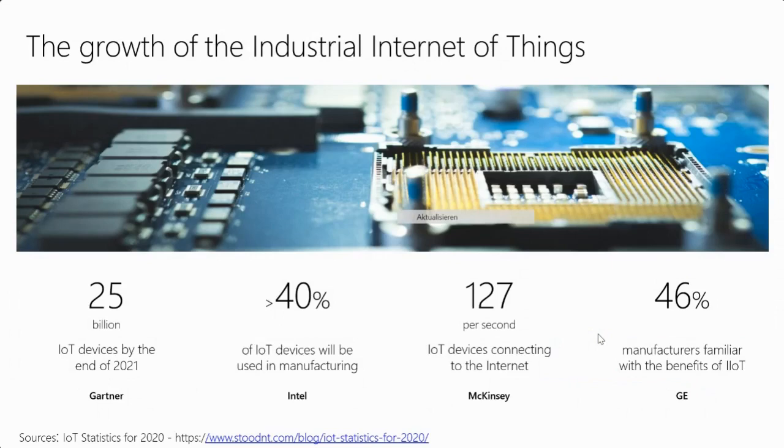They are basically claiming that we will have 25 billion IoT devices by the end of 2021, and about 40% of IoT devices will be used in the manufacturing industry, that is in factories, maybe in car factories or in different working factories and things like that. So ideally, the entire potential for industries has been leveraged here in Germany.